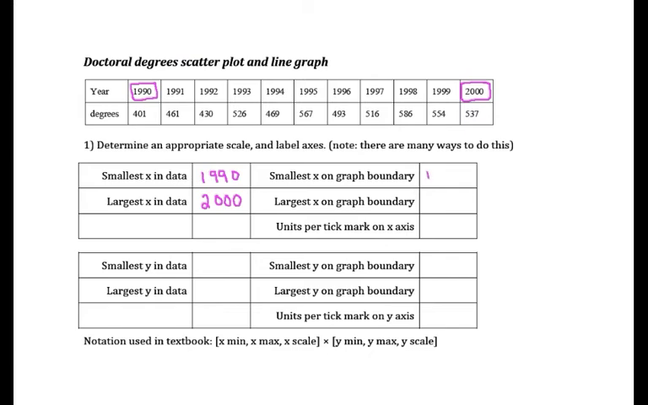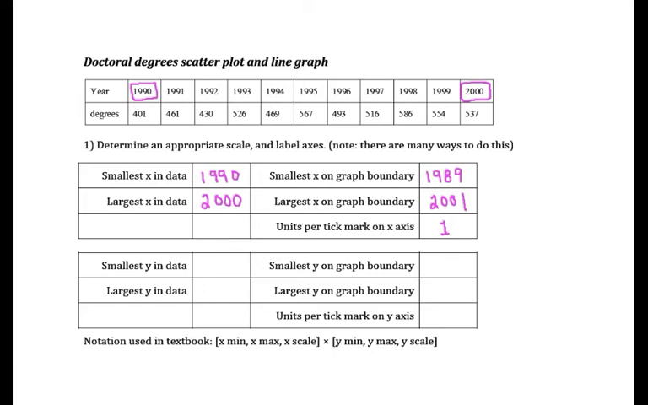So I could say, for example, choose to go from 1989 to 2001 in this case, since I only need to span about 12 years with this, and I should have enough tick marks to be able to just do 1 year per tick mark on my X-axis.